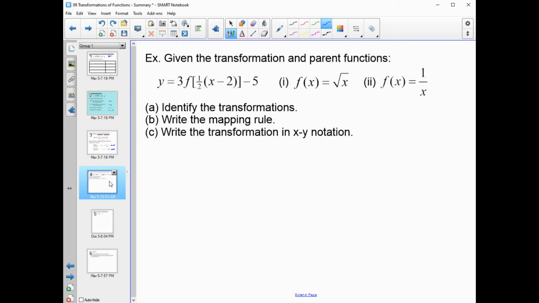Let's put this into practice. So given the following transformation and these parent functions, first of all, let's identify the transformations. Then we're going to write out the mapping rule. And then we're going to write out our equation in what's known as XY notation. So we're actually going to make the substitution of the function and turn it into a recognizable form for the function. But to start, we will just focus on the generic form because we can use that for both A and B.